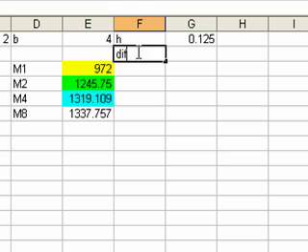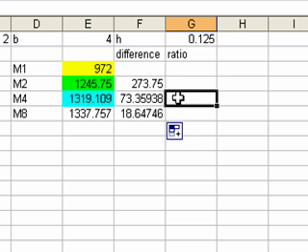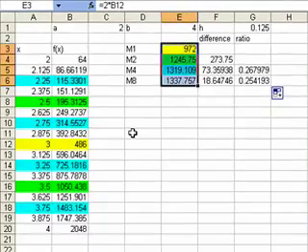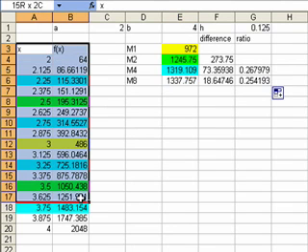I'm going to calculate the differences and also the ratio of those differences. So the difference is going to be this number take away this number here, and I can just copy that difference down. I'm also going to look at the ratio, and I can copy that ratio down. Now let's have a look at this column here. It looks like the midpoint rule estimates are increasing. Well, let's see if that makes sense given our function.